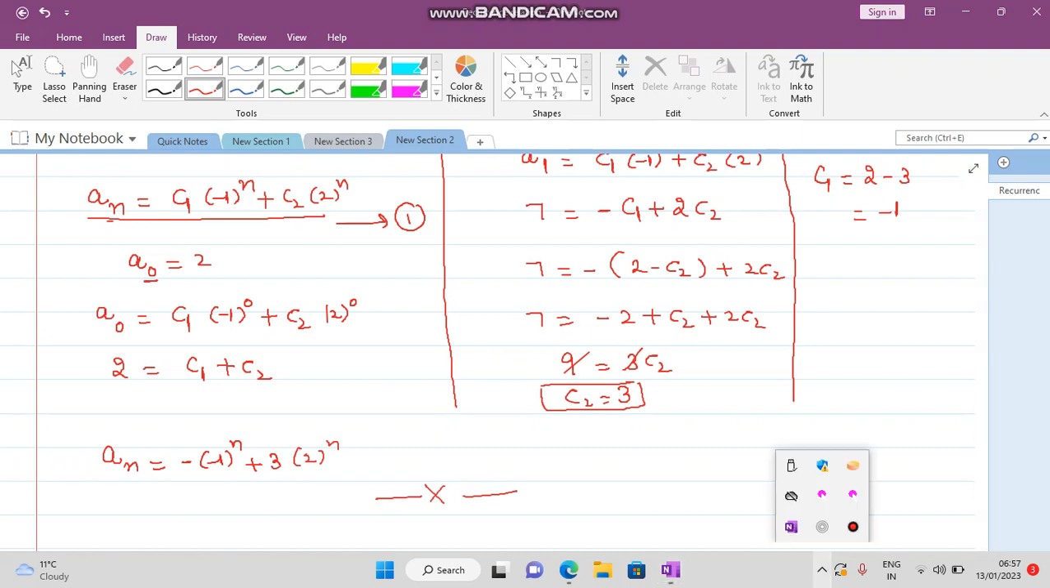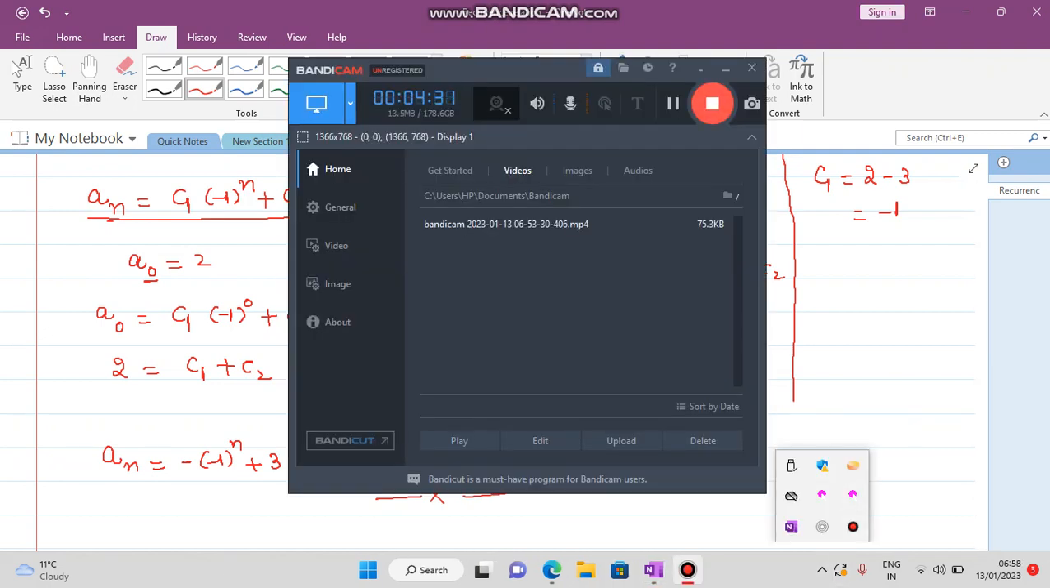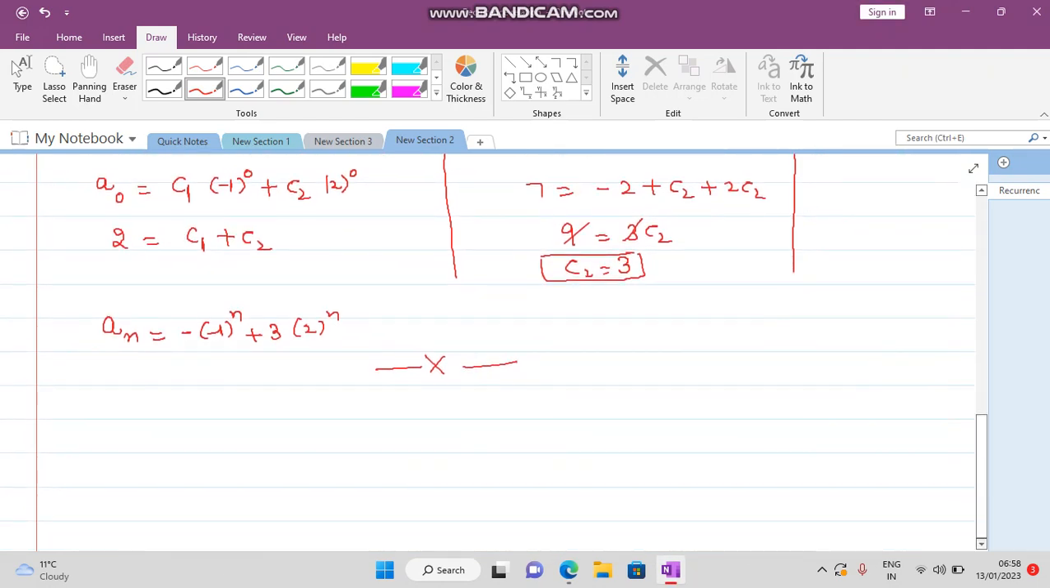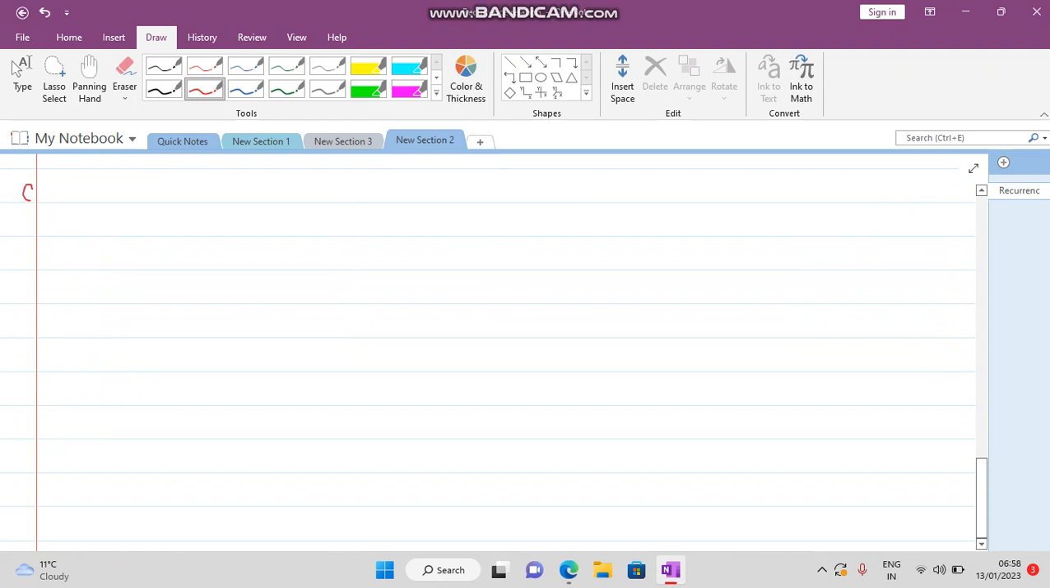Okay. Now after this question, we just solve one more example to check how to solve these types of questions. Okay. So see one more example. The question is this: solve a_n - 6 a_{n-1} + 9 a_{n-2} = 0, with a_0 = 1 and a_1 = 6.